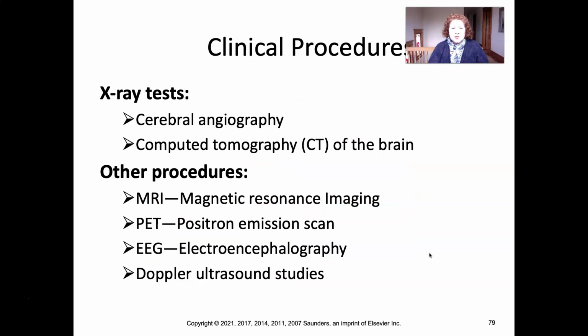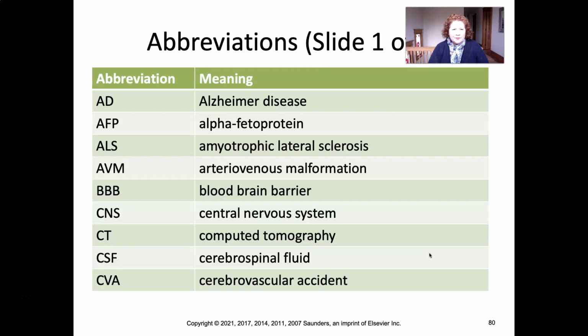All right, what are some clinical procedures that are done on the nervous system? Well, there are some x-rays that can be done. Often they involve the CT. There's cerebral angiography, and we'll talk more about angiography when we get to the cardiac system next week. There are procedures like MRI, PET scan, EEG, and the EEG is looking at the electrical activity of the brain. Just like we'll look at an EKG, which is the electrical activity of the heart. Doppler ultrasound studies can be done as well.